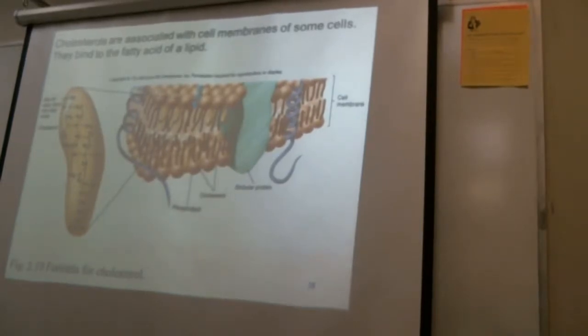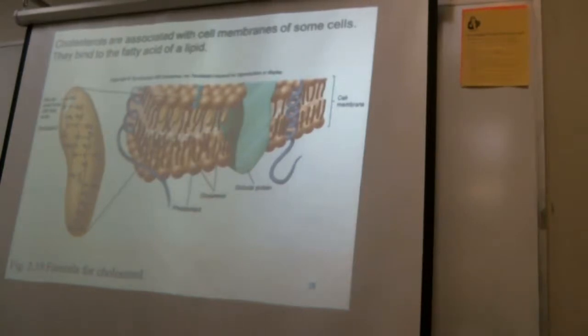Cholesterol is an example of a steroid. Remember, steroids have ring-like structures. So where you see all those rings in the structure, that's very typical of a steroid. Cholesterol is the example I want you to know.